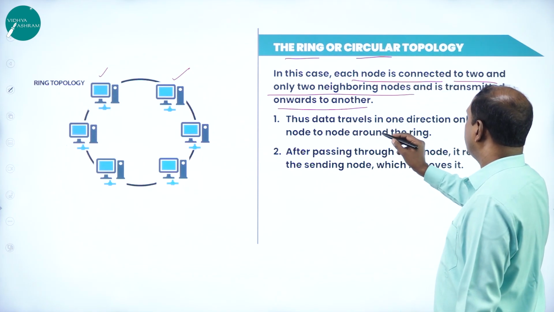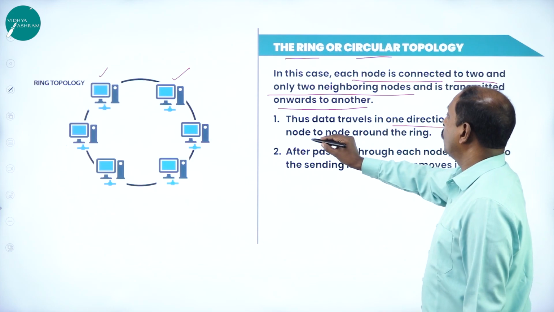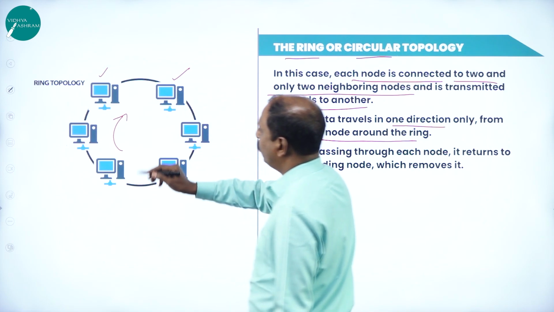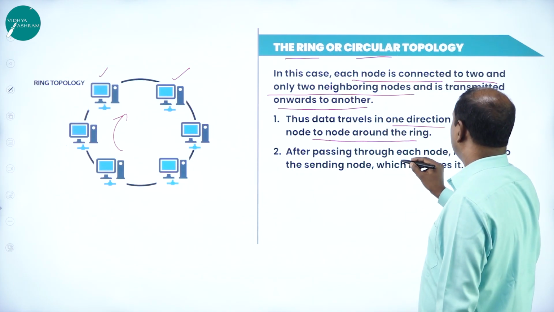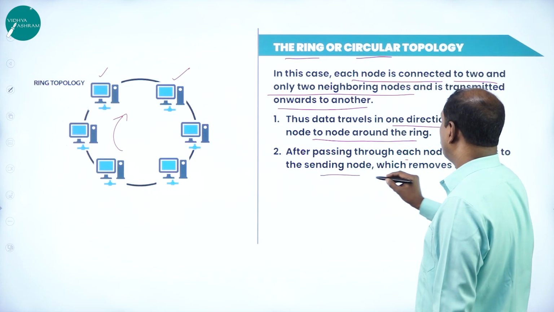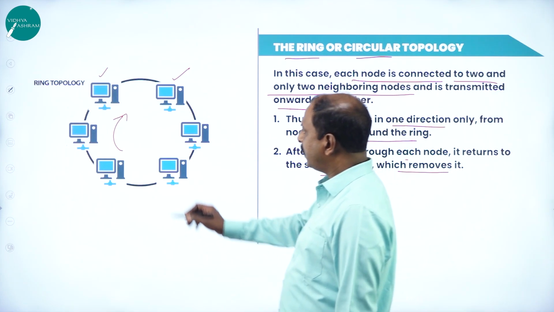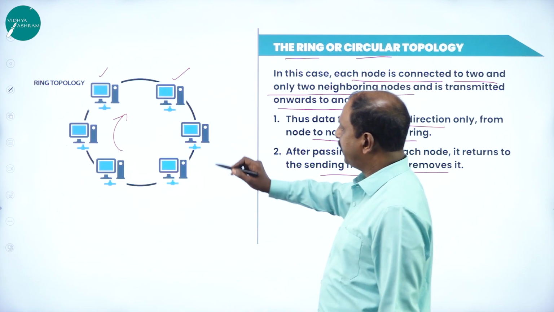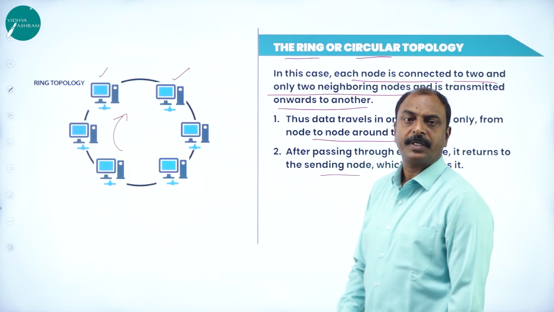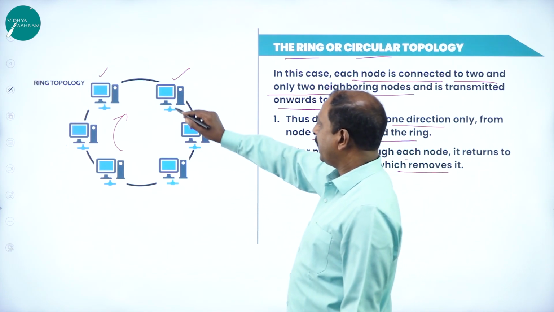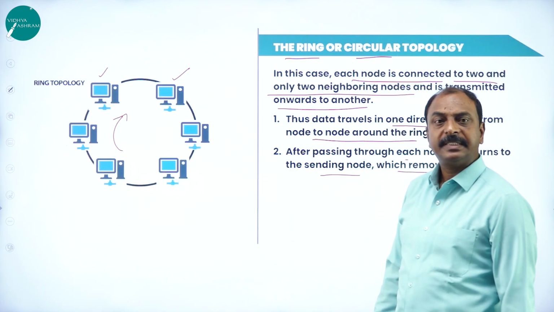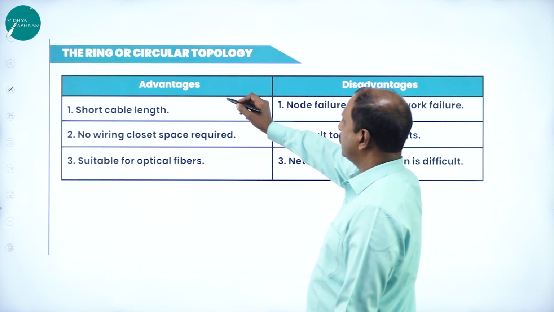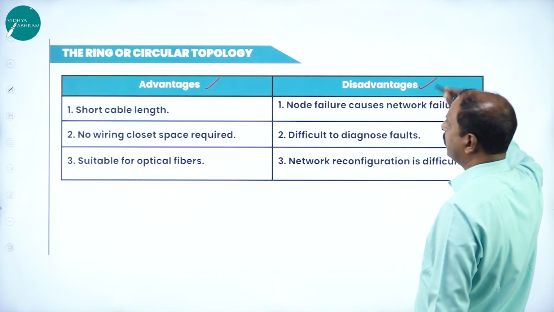Here, the data travels in one direction only, from node to node around the ring. Here the data may travel clockwise, from one node to another node. After passing through each node, it returns to the sending node, which removes it. As the data passes through the ring network, the particular data goes to the respective computer by looking at the address. Otherwise, the same data goes back to the sending computer, the node which sent the message. Next, look at the advantages and disadvantages of ring topology.